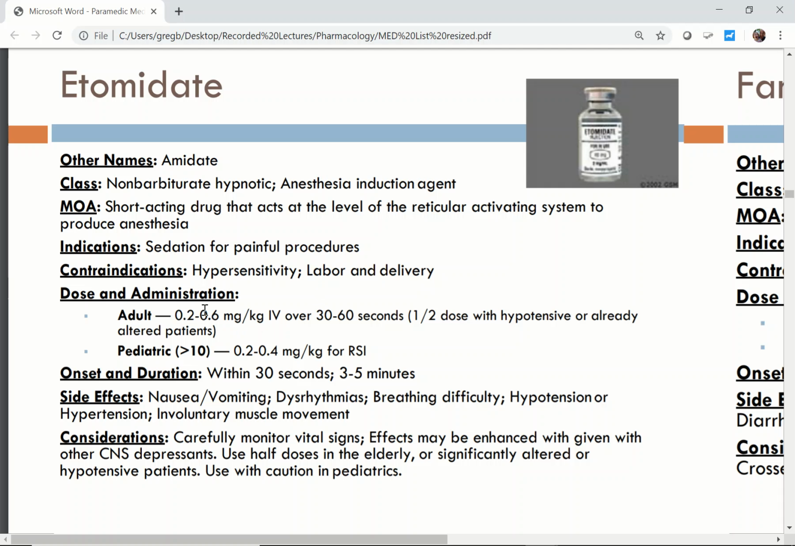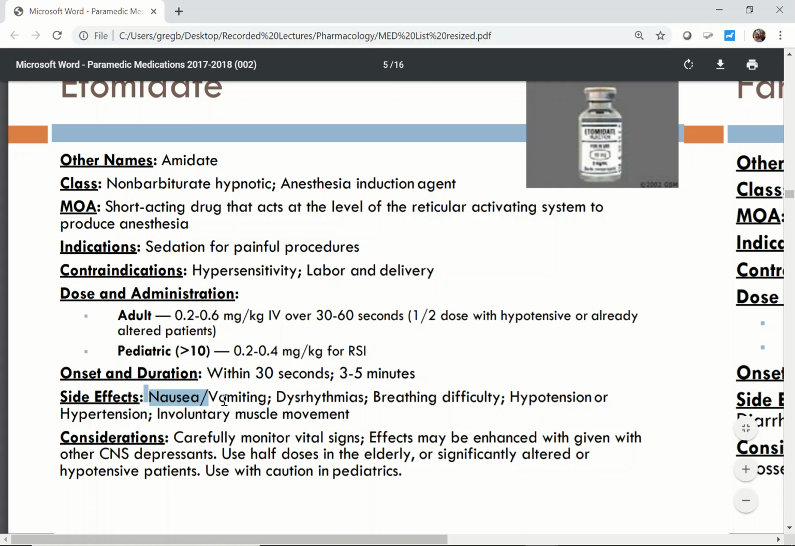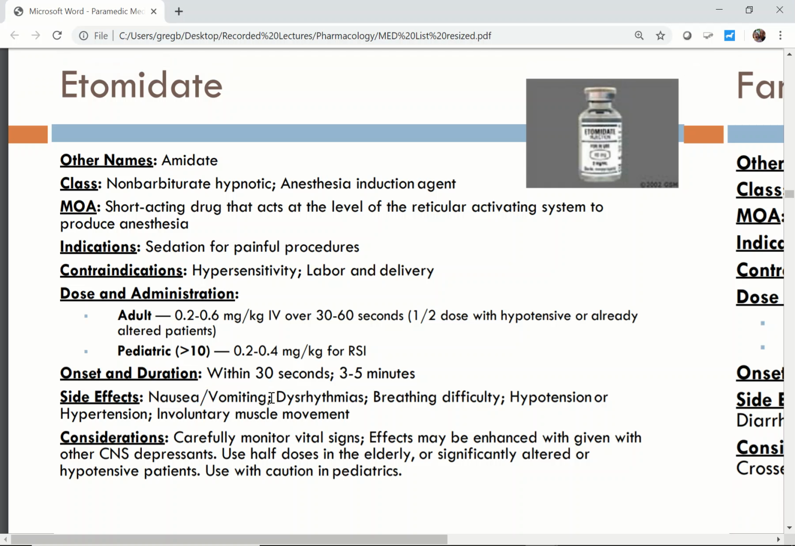Dosages, usually this is dosed at 0.3 to 0.4 milligrams per kilogram, and depending on your protocols, you might have a maximum dose. The patients that you want to be concerned about are those who are actively vomiting, because this can have a side effect of more nausea and vomiting as well.